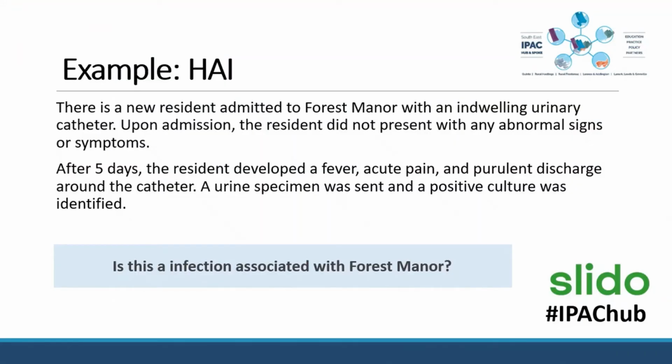This is a different example. There's a new resident admitted to Forest Manor with an indwelling urinary catheter. Upon admission, the resident did not present with any abnormal signs or symptoms. After 5 days, the resident developed a fever, acute pain, and purulent discharge around the catheter. A urine specimen was sent and a positive culture was identified. Is this infection associated with Forest Manor? In other words, is it nosocomial to Forest Manor?